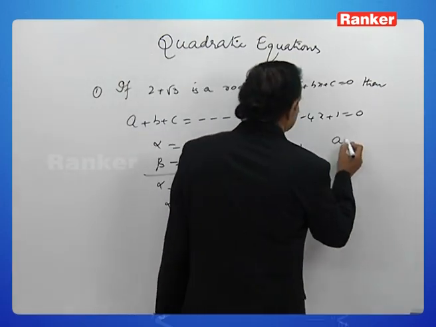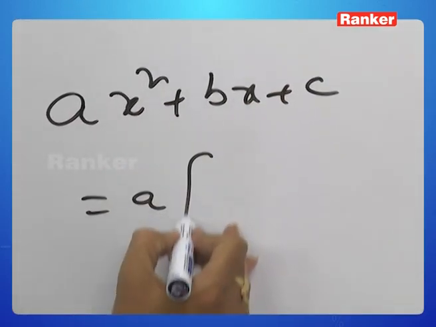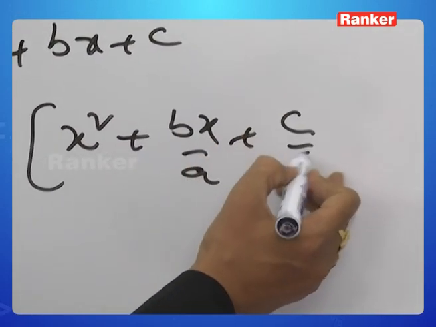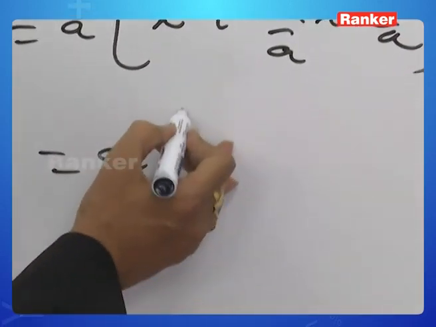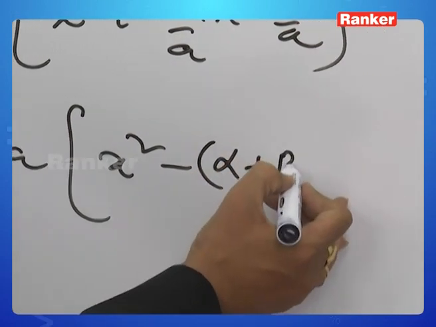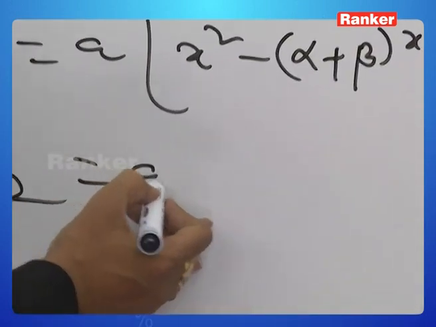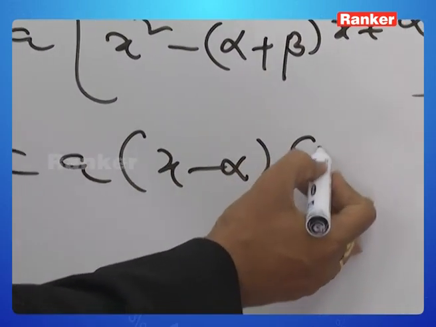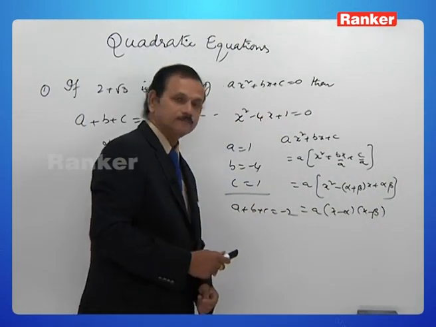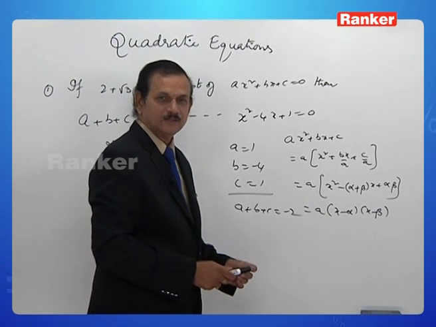See, ax square plus bx plus c can be written as a into x square plus bx by a plus c by a. It is again written as x square minus alpha plus beta into x plus alpha beta. It is just nothing but a into x minus alpha into x minus beta. You observe this pattern. A into x minus alpha into x minus beta, isn't it?